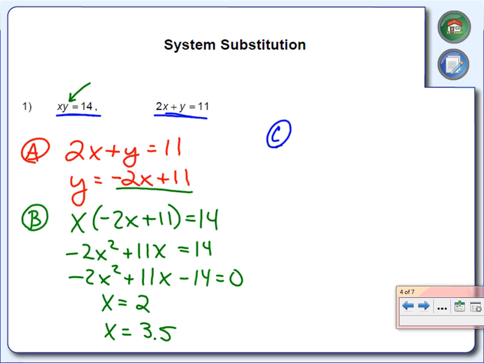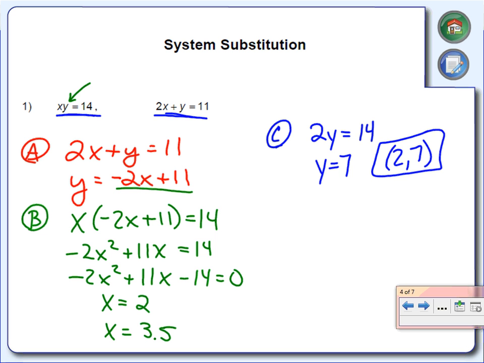All right, so I think I'm going to go ahead and use the first equation. I'm going to start with the 2. I'm going to replace x with a 2, and I'm going to solve it for y. So 14 divided by 2 would give us a 7, which means I have the ordered pair 2, 7. 2 is the x, 7 is the y. So that's one of my solutions.